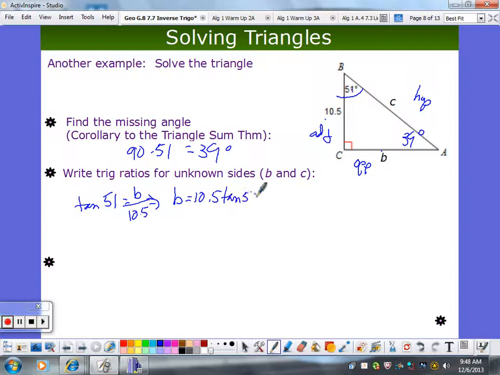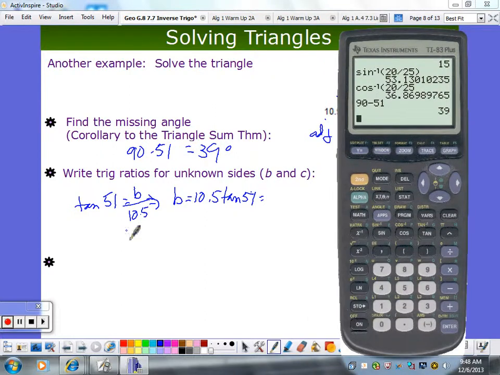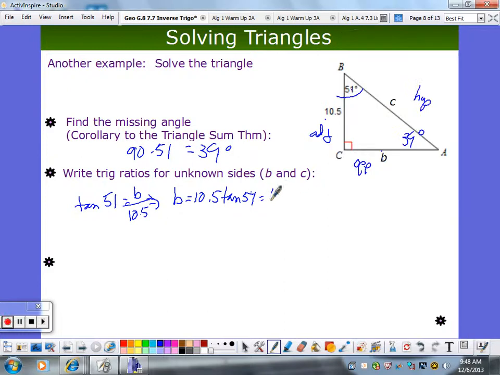All these things I'm writing, it is what I expect to see if I give you a problem, that you're showing me all this thought process. You're not doing any of this in your head. 10.5 times tan 51 is approximately 12.96. How does that round? About 13, right? And that's this side.